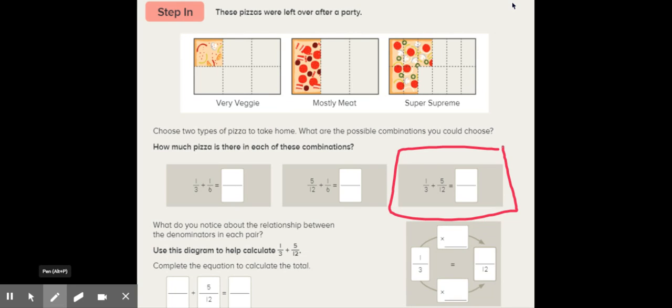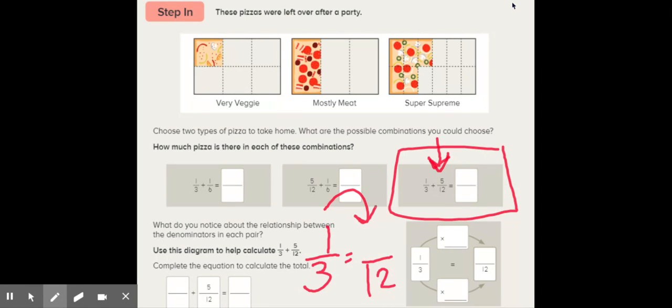I'm going to leave the fraction that has the 12, or the higher denominator, alone. It doesn't need to change. But the 1/3 needs to change. And we want to change it into 12ths so that it matches the 5/12.